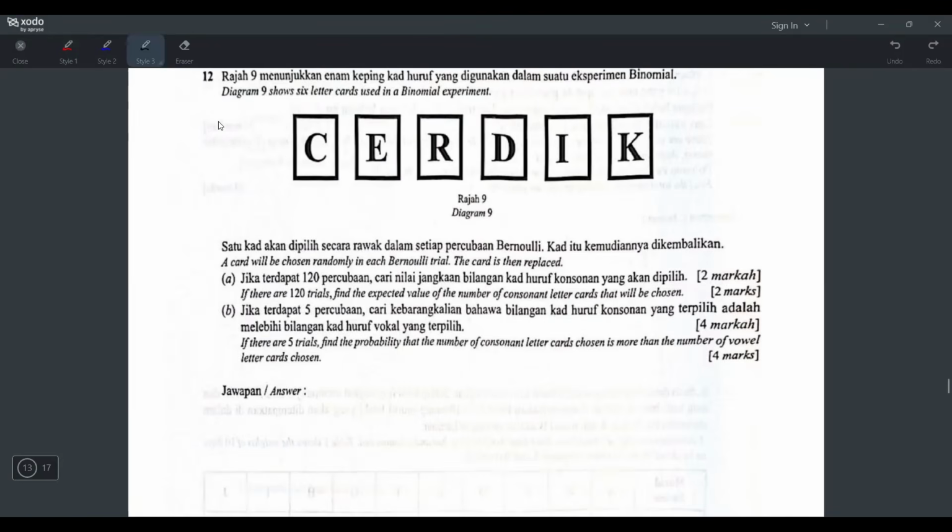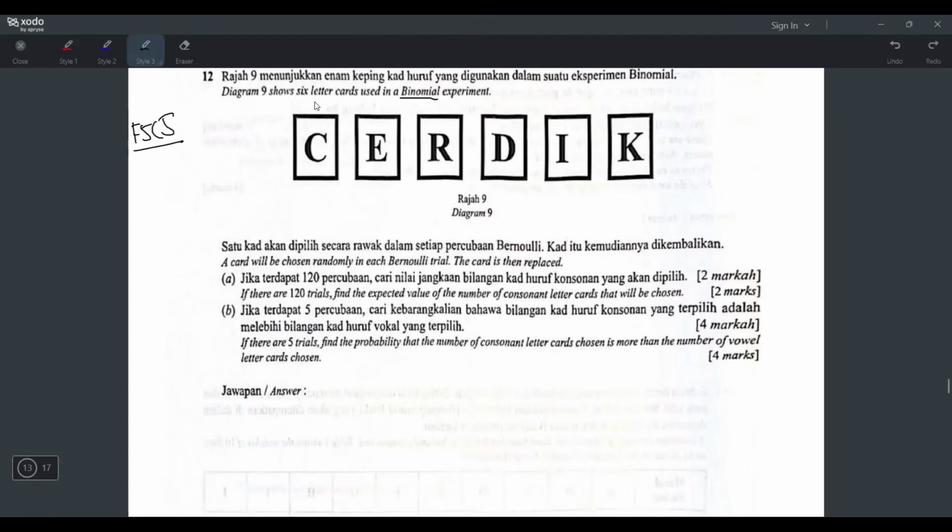Number 12. All right. Diagram 9 shows 6 letter cards used in a binomial experiment. So they give a diagram 9, CERDIK. At first it looked like a permutation combination question, because permutation combination questions usually give you these letters and ask you to arrange or select them, right? But after reading this, I see the word binomial, and this word only appears in Form 5, Chapter 5, the probability distribution chapter. In Malay it is taburan kebarangkalian.